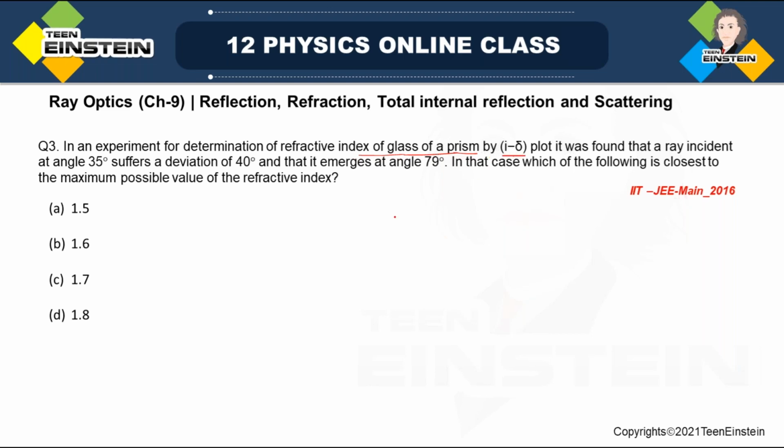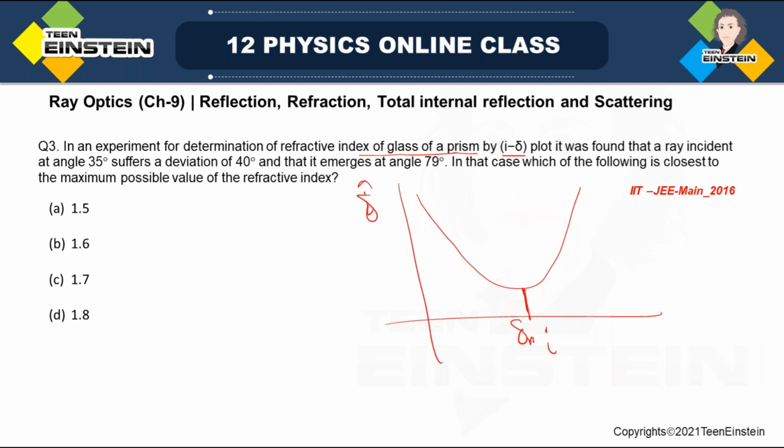by I-delta curve. You know, the I-delta curve we have already discussed in the previous day. Sorry, this is delta and this is I. It turns out to be like this. So this is the minimum, delta minimum. For each delta other than this minimum, there will be an equal angle of incidence and an equal angle of emergence. Either side of the prism you can use for the experiment. So that is the fundamental idea.